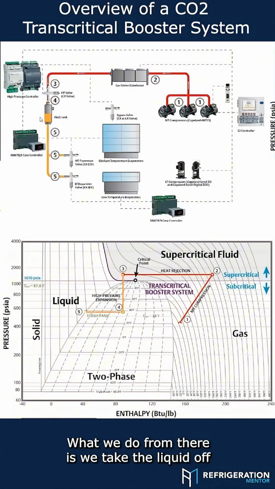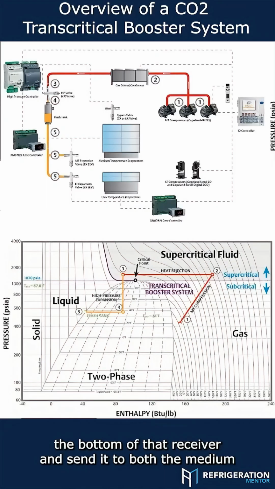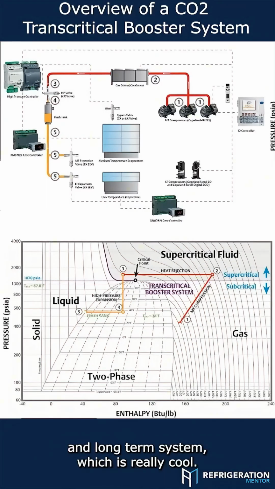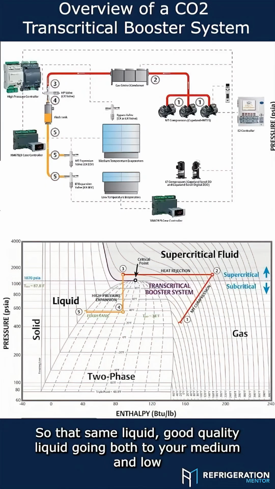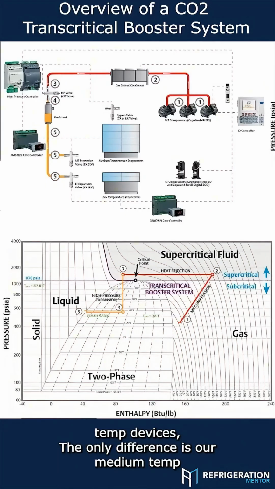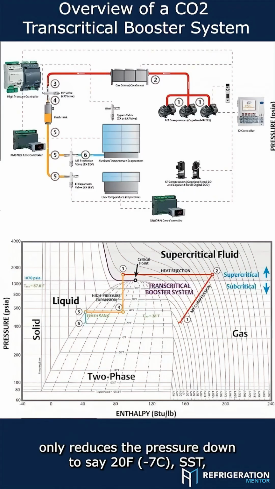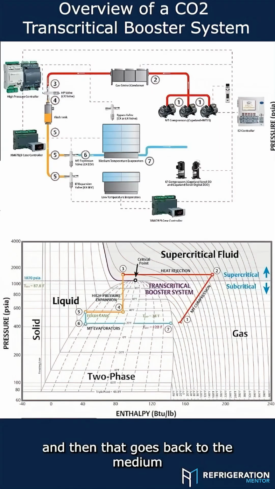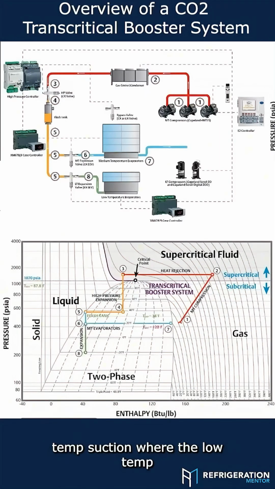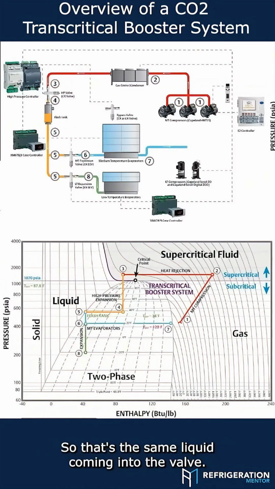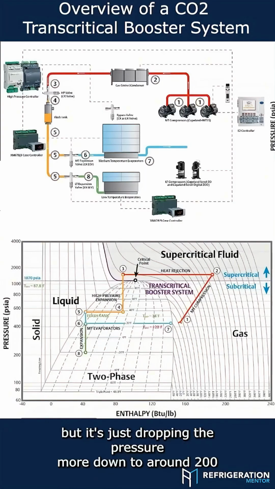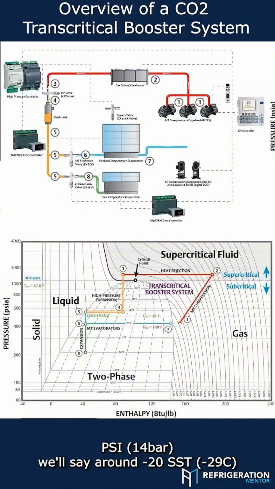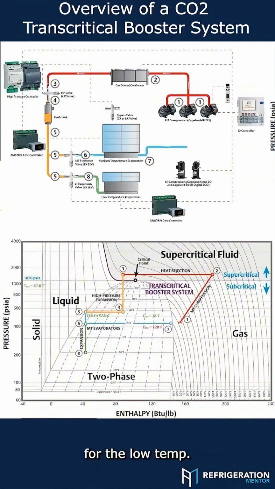What we do from there is we take the liquid off the bottom of that receiver and send it to both the medium and low temp system, which is really cool. So that same liquid, good quality liquid, going both to your medium and low temp devices. The only difference is our medium temp only reduces the pressure down to, say, 20 SST, or around 400 PSI. And then that goes back to the medium temp suction. Where the low temp, you'll reduce the pressure even more. So that's the same liquid coming into the valve. Say it's 500 PSI coming into the valve, but it's just dropping the pressure more, down to around 200 PSI, we'll say, around minus 20 SST for the low temp.